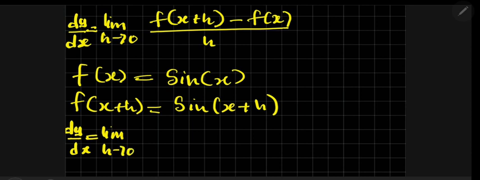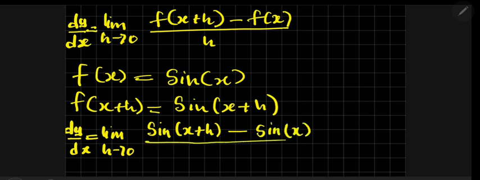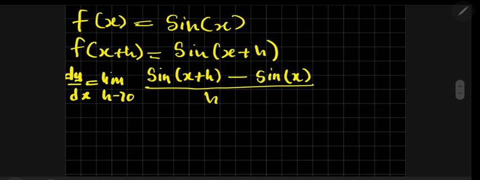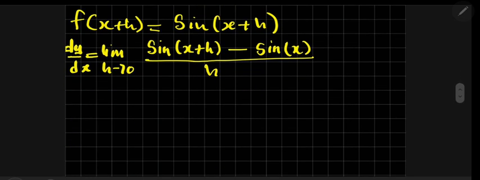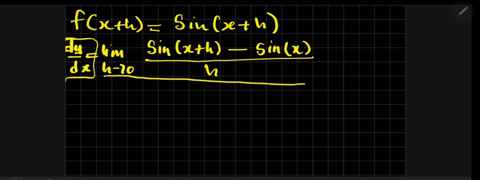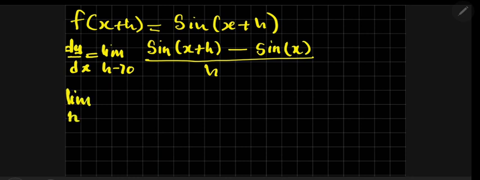Alright, so f of x plus h is sine of x plus h minus sine x over h. And you have to bear with me on this because my screen is very, very small, so I will not be writing the dy over dx. I'll just be starting from here for the following solution. Alright, so we go on, as the limit of h is approaching 0.